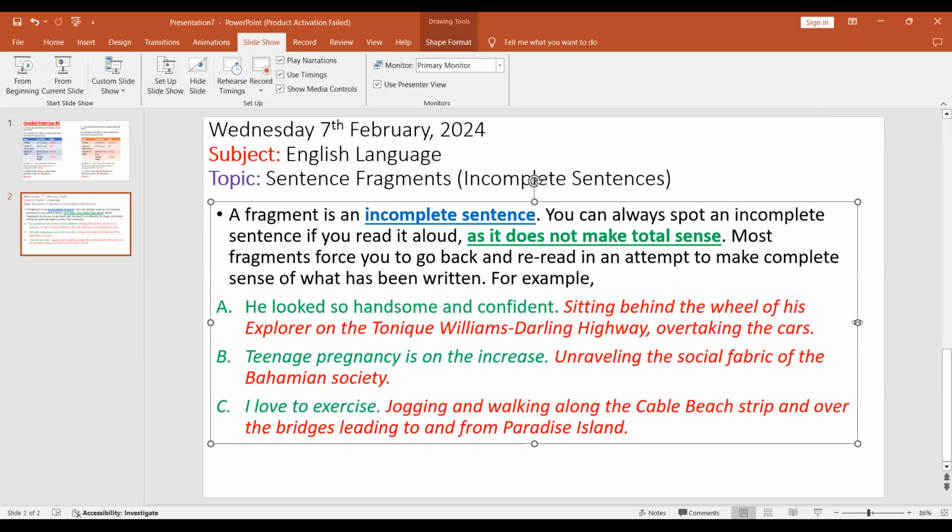Doesn't express a thought or idea. Very good. Doesn't express a complete thought or idea. Okay. So what we're going to do is correct these three sentences to make them real sentences.